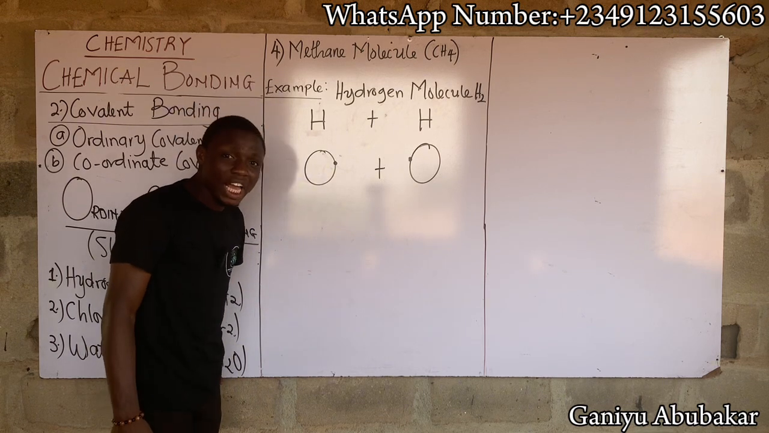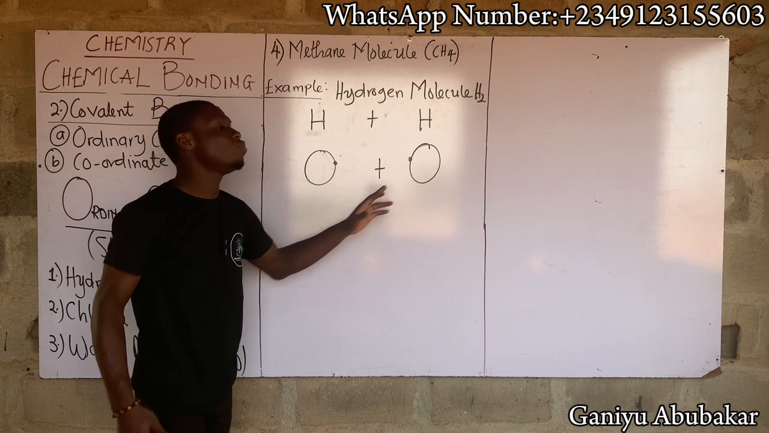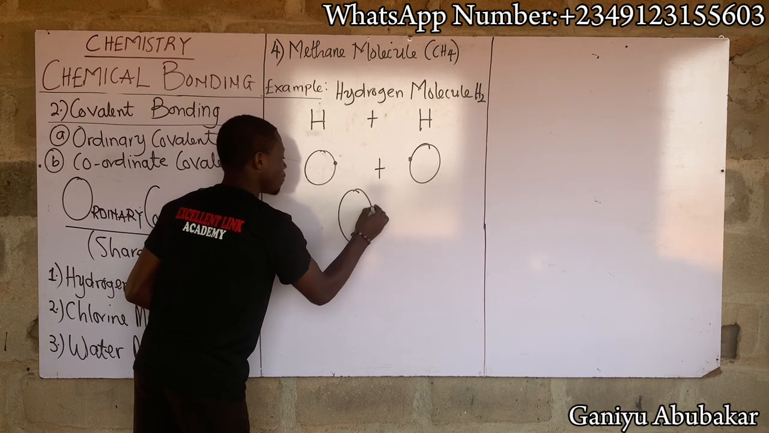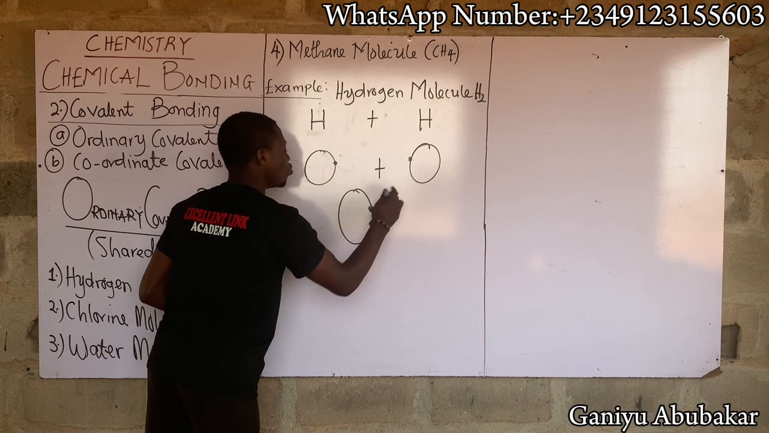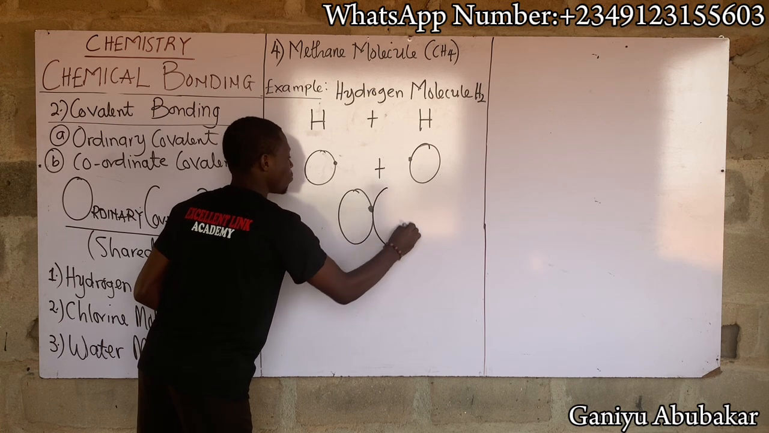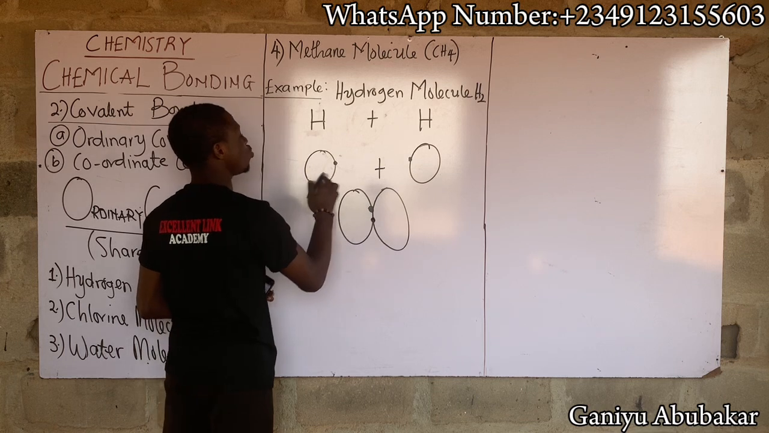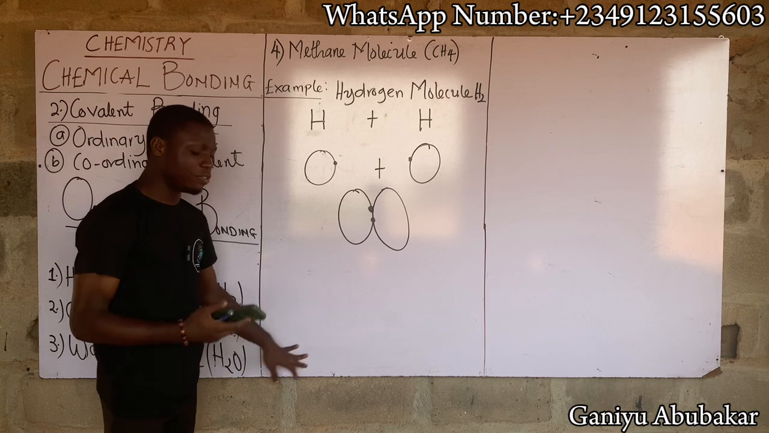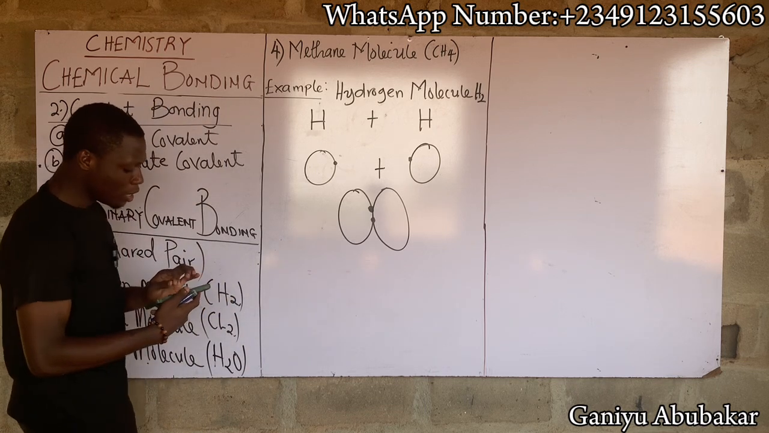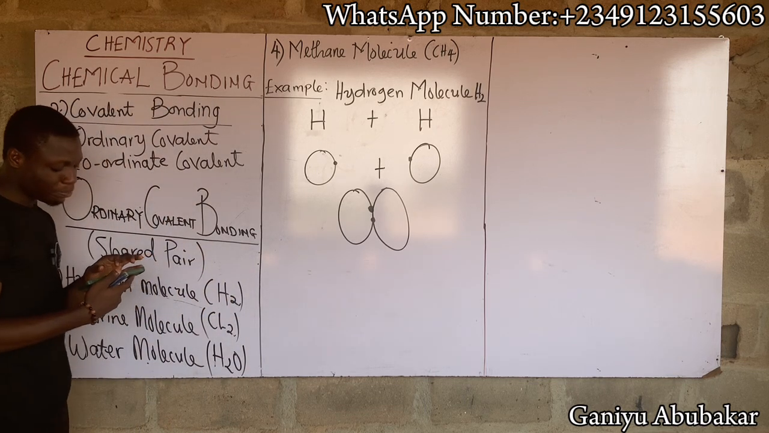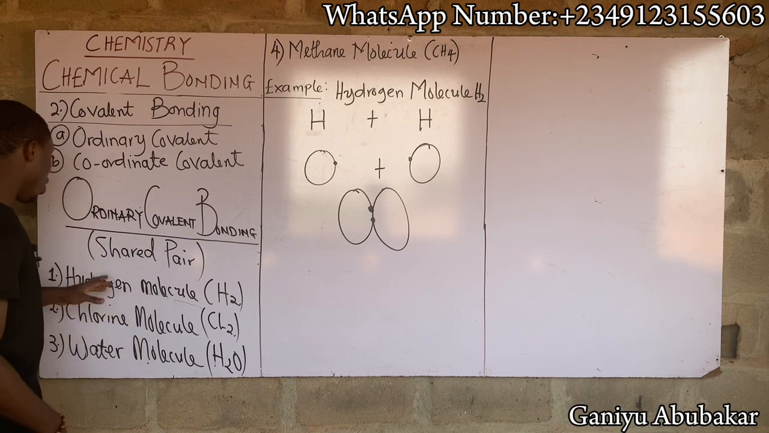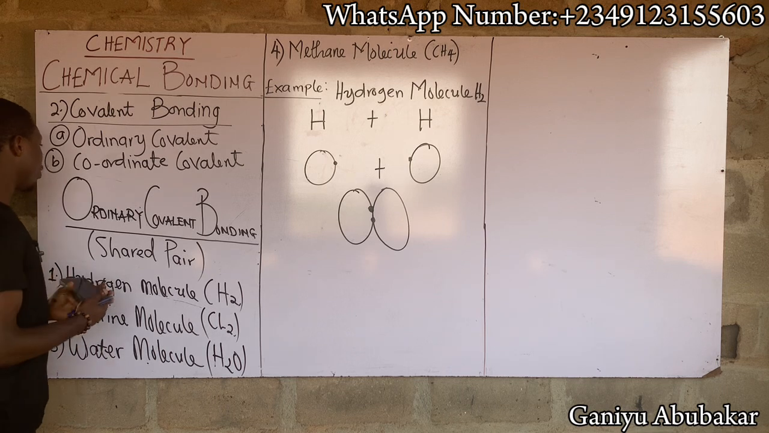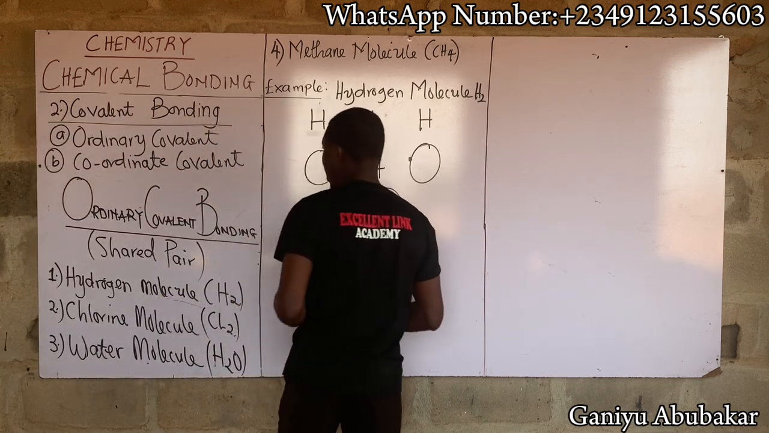So now you can see clearly that I can't transfer here. I can only share. So these two will combine to share in this form. This one here becomes this, and this one too will come and join this way. So these two have now shared their electron for the two of them to be stable. This becomes your concept behind ordinary covalent bonding. Look at the second one there, called coordinate bonding.